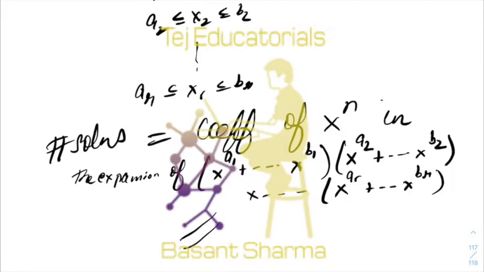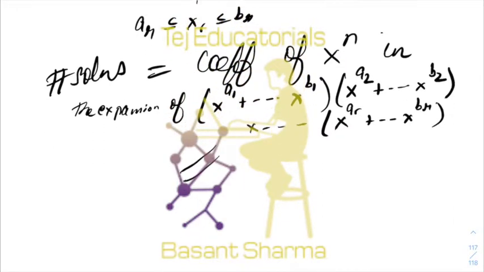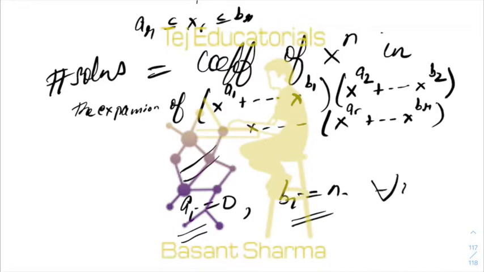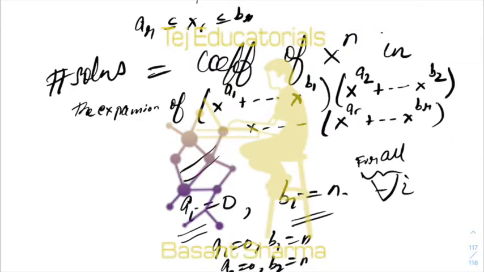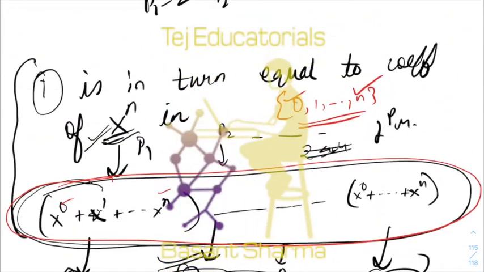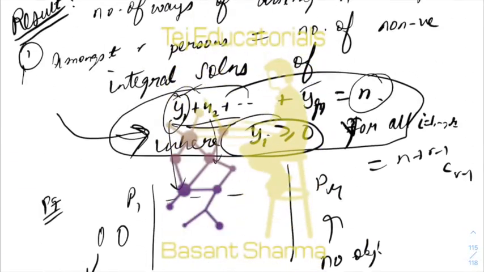In particular, when you want to find the number of non-negative integral solutions, then just as we did above, if you put ai is equal to 0 and bi is equal to n for all i, that is, a1 is 0 and b1 is n, a2 is 0, b2 is n, so on till ar is 0 and br is n, then you again get this formula, which is n plus r minus 1 C n, or n plus r minus 1 C r minus 1. All right.